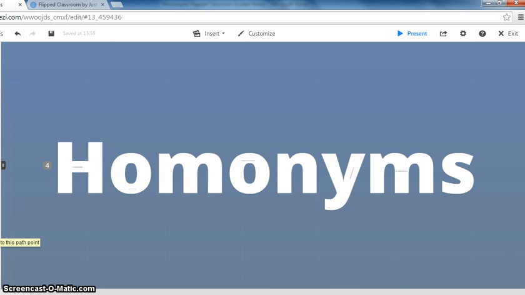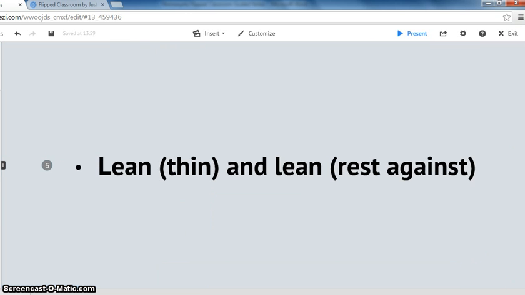First, we're going to start with homonyms in general. Some examples of homonyms include lean and lean. They sound the same, they're spelled the same, but they mean something totally different, and you really need to read the context in order to understand it. On one hand, lean could mean thin, like a runner who is lean because they run every day. Or lean, like rest against. Every day in between classes, I lean against the door to my classroom. So those are words that are spelled the same and sound the same, but have completely different meanings. That's what a homonym is.